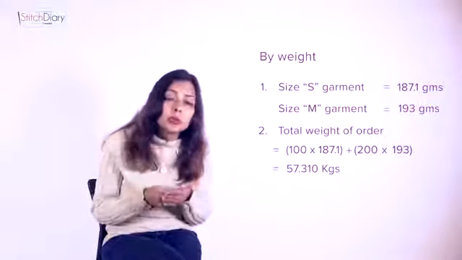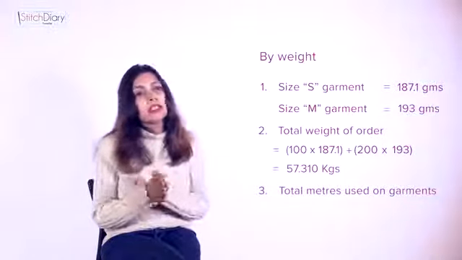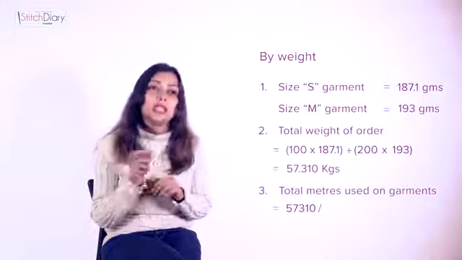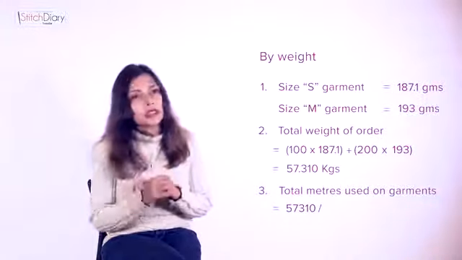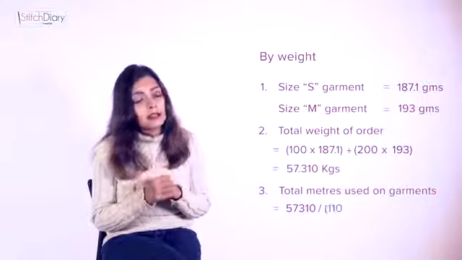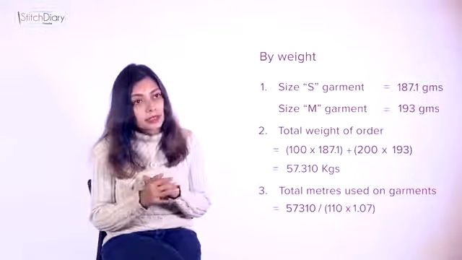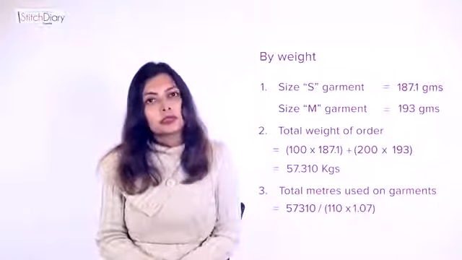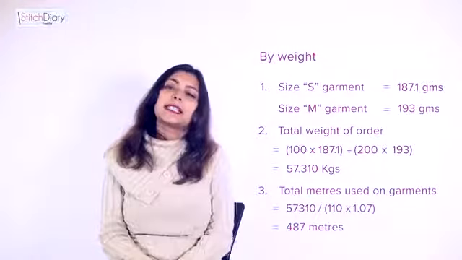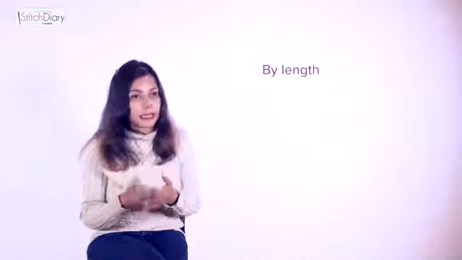Now we need to convert this into meters. We need to simply divide it by GSM and width. GSM, let's say, is 110 and width at 1.07. So the total fabric used in the order is 487 meters. Now let's calculate the same number using length.